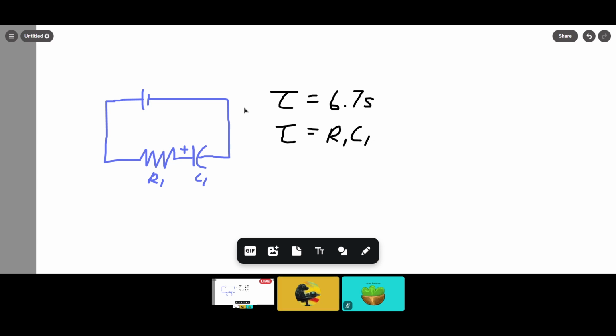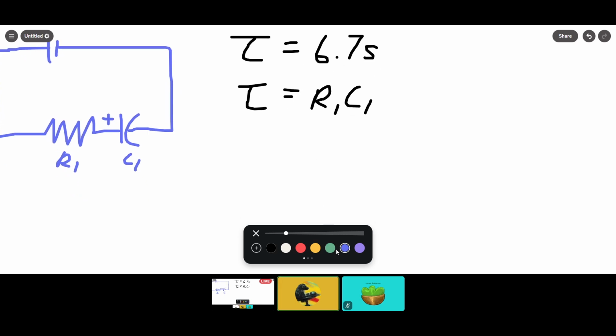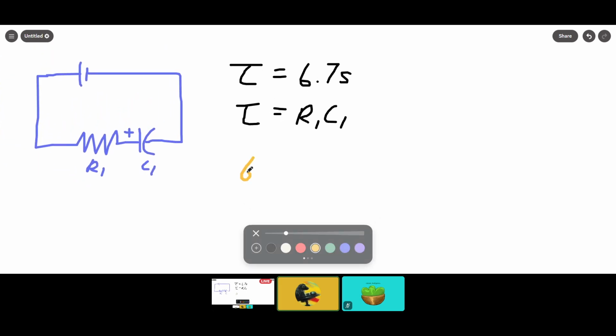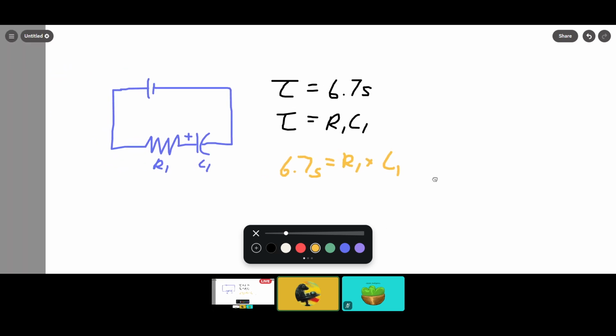Okay, I'm going to go ahead and do this. Again, we have this equation. Tau is the same, so 6.7 seconds is equal to R1 times C1. Wow, disaster! We got two unknowns. Oh, what are we going to do? No. Again, two unknowns. Just sub in the value. Just sub in any of them with any value.